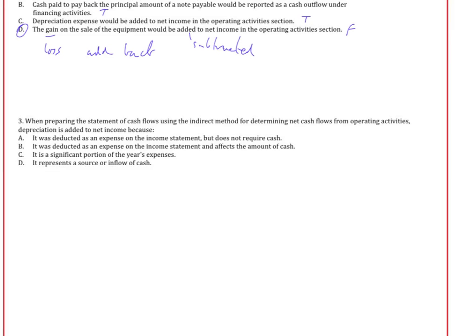Question 3. When preparing the statements of cash flows using the indirect method for determining net cash flows from operating activities, depreciation is added to net income because, well, without looking at the answers, why is there? Because it's an expense, but it's not a cash flow. So it was deducted as an expense on the income statement, that's true, and it doesn't require cash, so that certainly looks true. Let's hope the others are false. It was deducted as an expense on the income statement, yes it was, and affects the amount of cash, no it doesn't, so that's false.